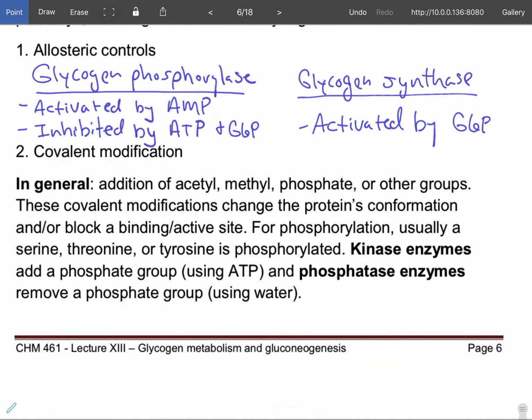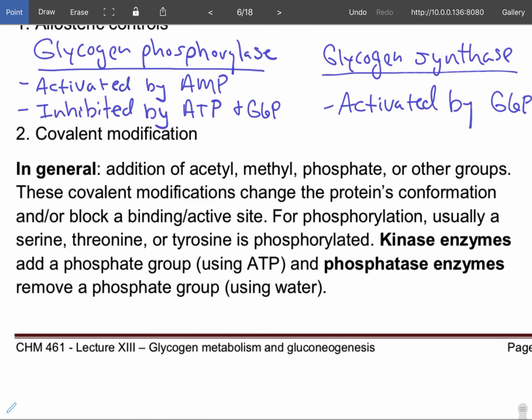So one other way that enzymes can be modulated is through covalent modification. And in general, this means we're going to add some group. Could be an acetyl group, a methyl group, phosphate, could be other things. It's sort of a post-translational modification, if you want to think of it like that. And these change the protein's conformation. Maybe they block a binding site or an active site or something like that, or put the protein into a productive conformation.